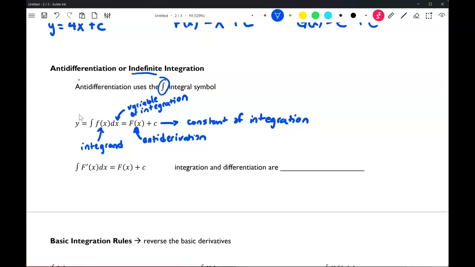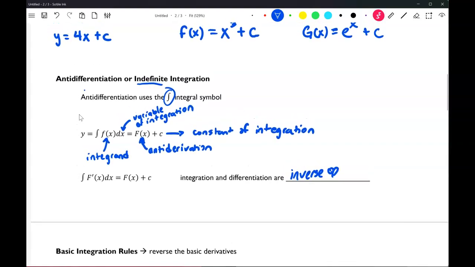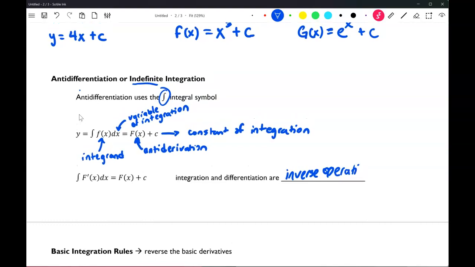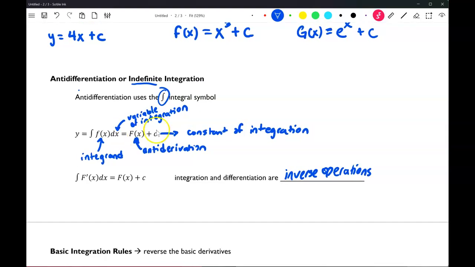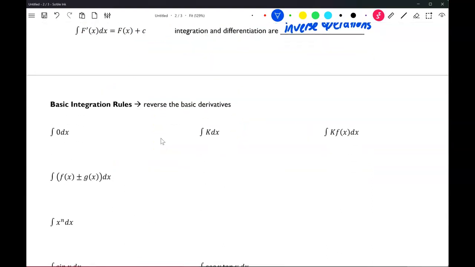So, with this idea in mind, the integral of capital F prime of x dx is capital F of x plus c. Integration and differentiation are inverse operations. They undo each other. Okay, moving right along. Some basic integration rules.